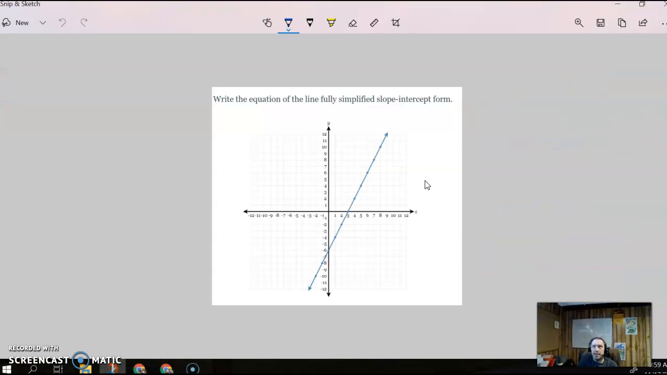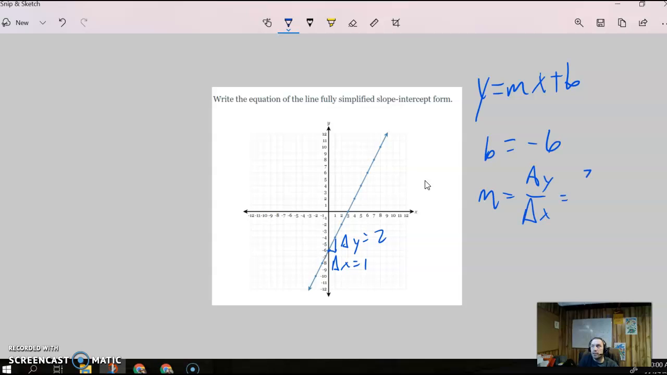Write the equation of a line fully simplified in slope-intercept form. Again, y equals mx plus b. Find my y-intercept. b is -6. Find my slope. Looks like over 1, up 2. So delta y is 2, delta x is 1. So delta y over delta x is 2 over 1, which is simply 2. y equals 2x minus 6.